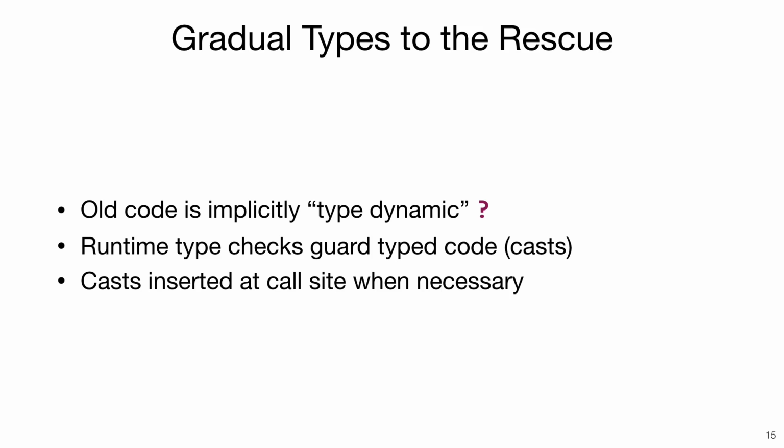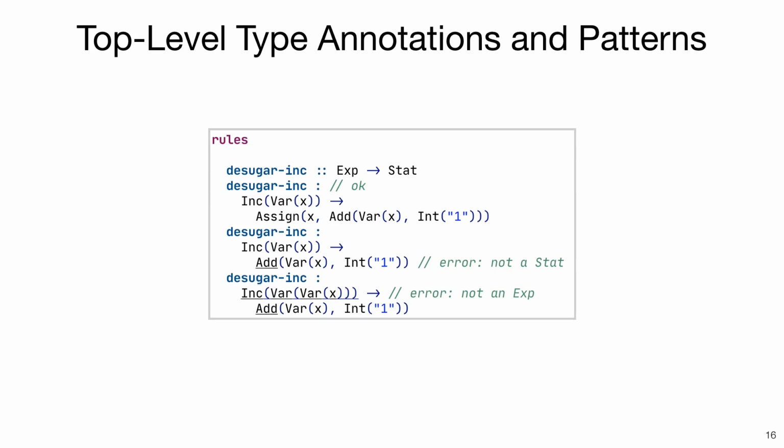Let's look at some examples to make this more concrete. There is no type inference for top-level definitions. We use top-level type annotations to make a rule or strategy typed. This is a trade-off between minimal type annotations and having a modularly checkable type system.